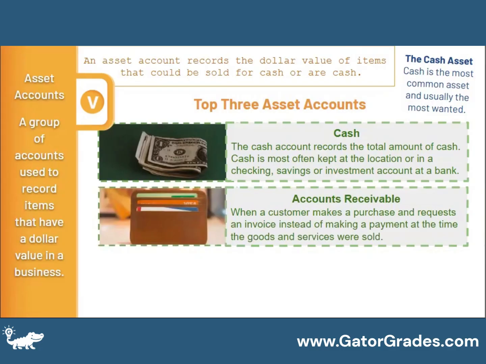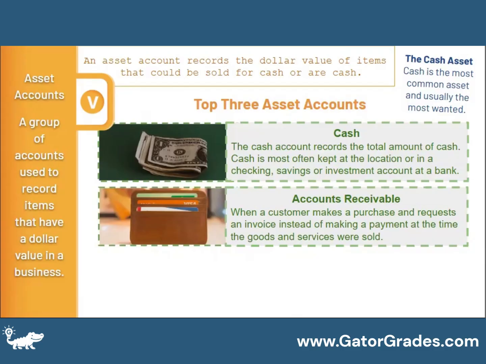A second asset account that would be used in most businesses is the accounts receivable account. What is accounts receivable? When a customer makes a purchase and requests an invoice to be paid at a later date, rather than making a payment at the time the goods or services are sold, the amount they owe is an accounts receivable amount for the business. Thinking back to the example a moment ago with the vegetables, if the grocery store accepts the delivery of 50 heads of cabbage, they may sign to confirm the cabbage was received, and the cabbage farm would provide an invoice requesting payment by a certain date.